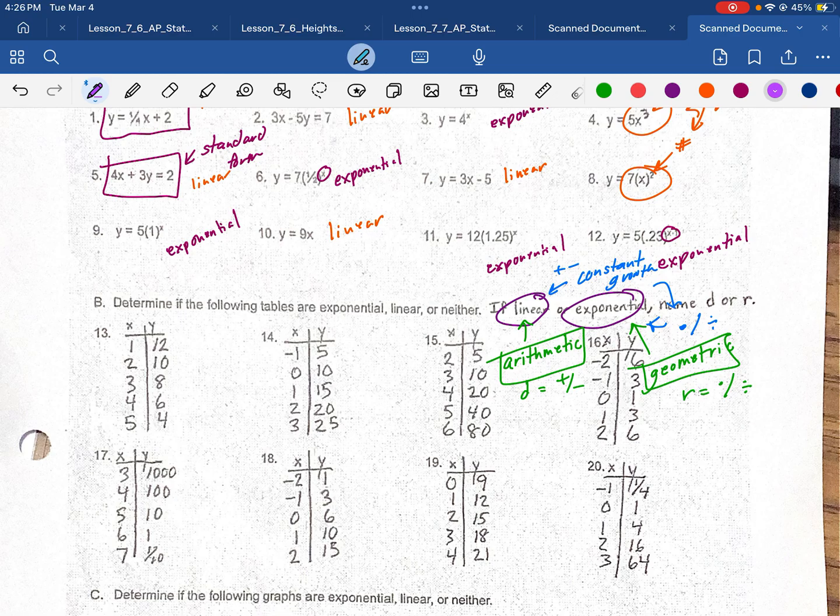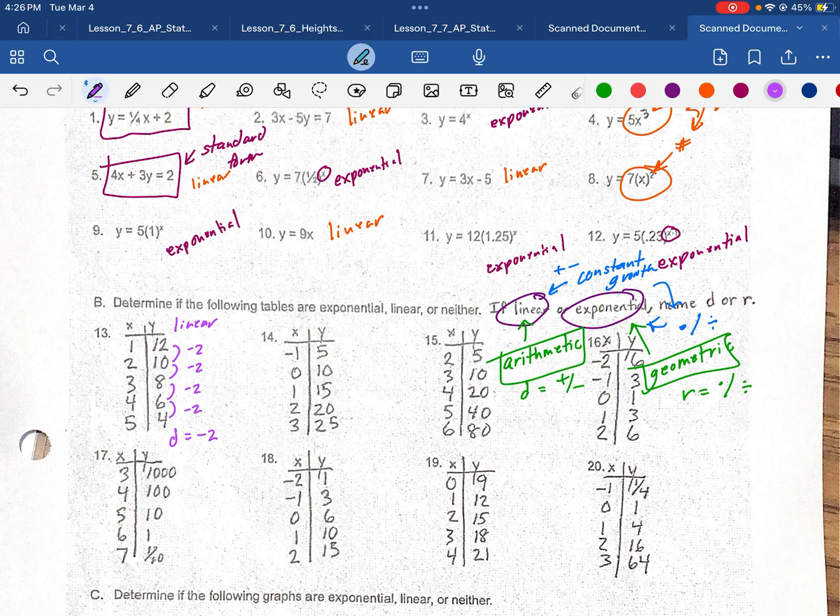As far as arithmetic and geometric go, we just need to figure out what we're adding or subtracting. So I'm just going to do a few so you guys can see. The first one, number 13, looks like I'm minusing 2 each time. And since I'm minusing 2 each time, that's arithmetic, right? And so that's going to be linear. And my difference is negative 2.